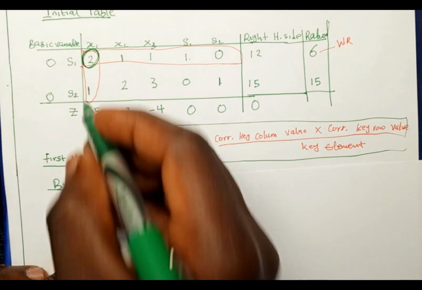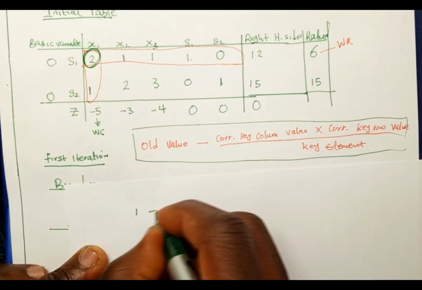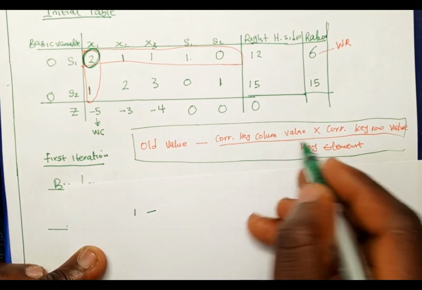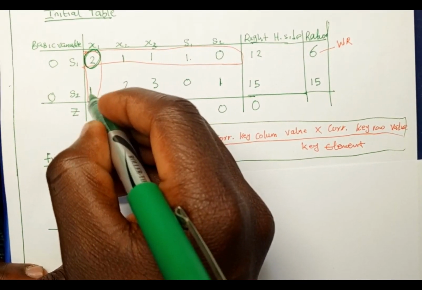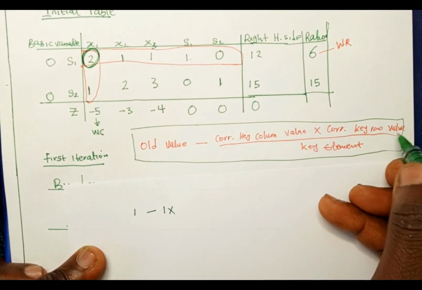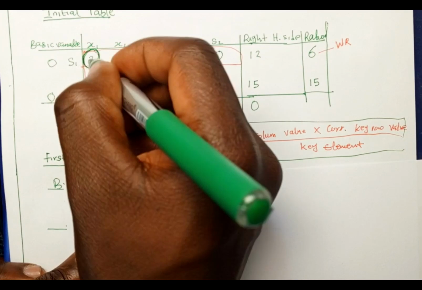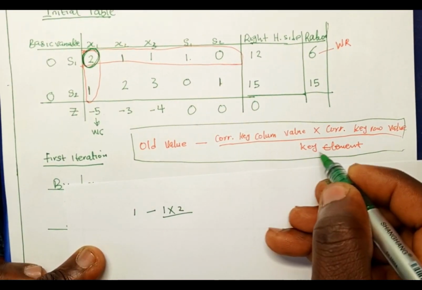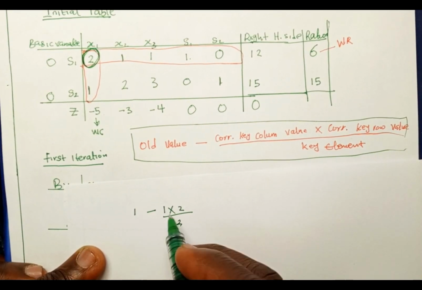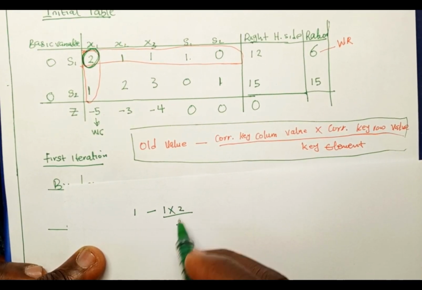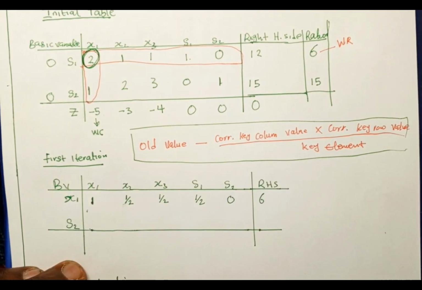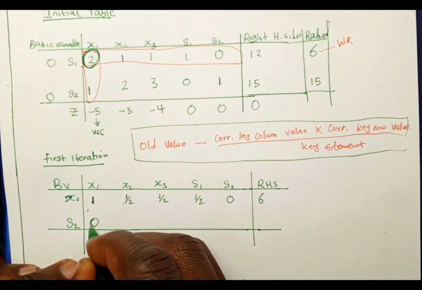So what is our old value? It is 1 here. Then minus the corresponding key column value. Where is our corresponding key column value? It is still 1. Then multiply by the corresponding key row value. This is the row, and the corresponding value here is 2. Then divide by the key element. What is our key element? This circled 1 is 2. Then 1 multiplied by 2 is 2. Then 2 divided by 2 is 1. 1 minus 1 is going to give us 0. So here is going to be 0.